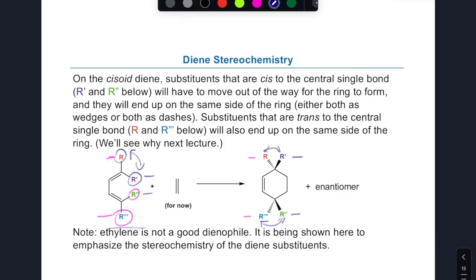Now, I'm showing you here one geometry of addition, where this double bond is attacking, becoming our Diels-Alder reaction. I've shown you one molecule. The enantiomer is also possible, where you just have to flip both of these two centers. So all dashes become wedges, and we get the exact same mirror image of this molecule, but the relative presentations remain the same. The red R group and the blue R triple prime group are always on one side, and then these two are always on the other.